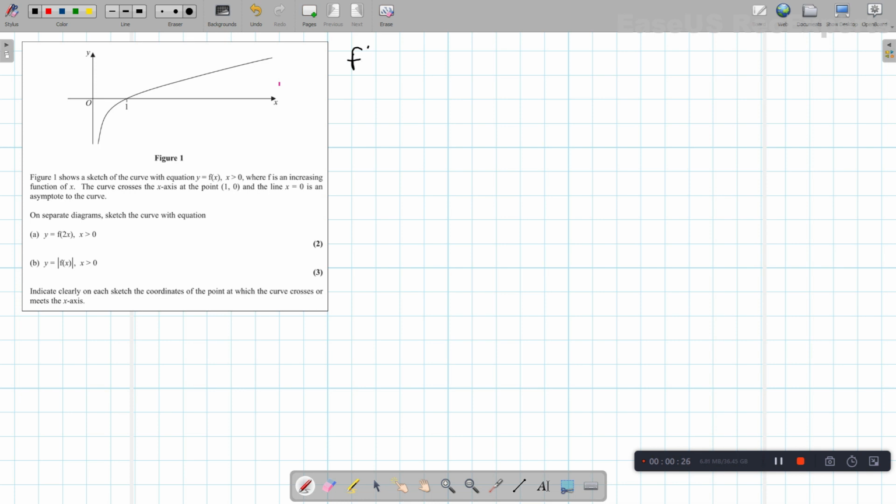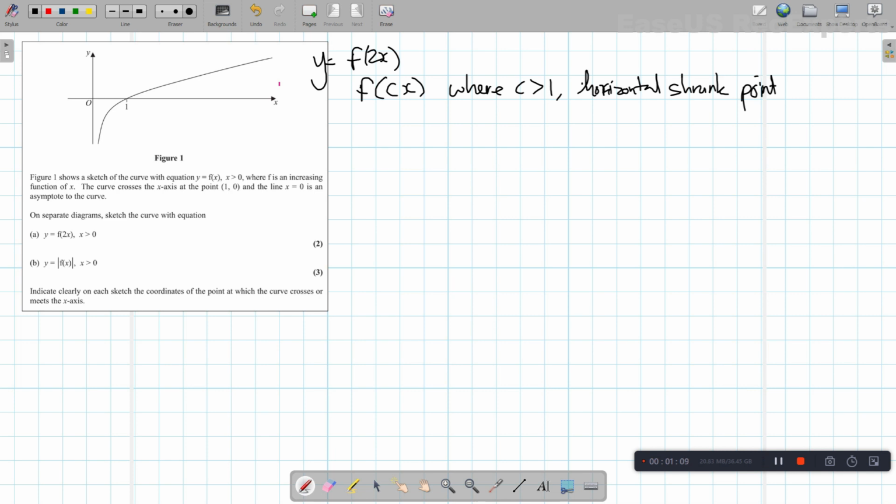Okay, what does f(2x) mean, or y equals f(2x)? It means that, let's say if you have f(cx), where c is greater than 1, then what happens to the graph is there's a horizontal shrink. Okay, horizontal shrink happens to the point.